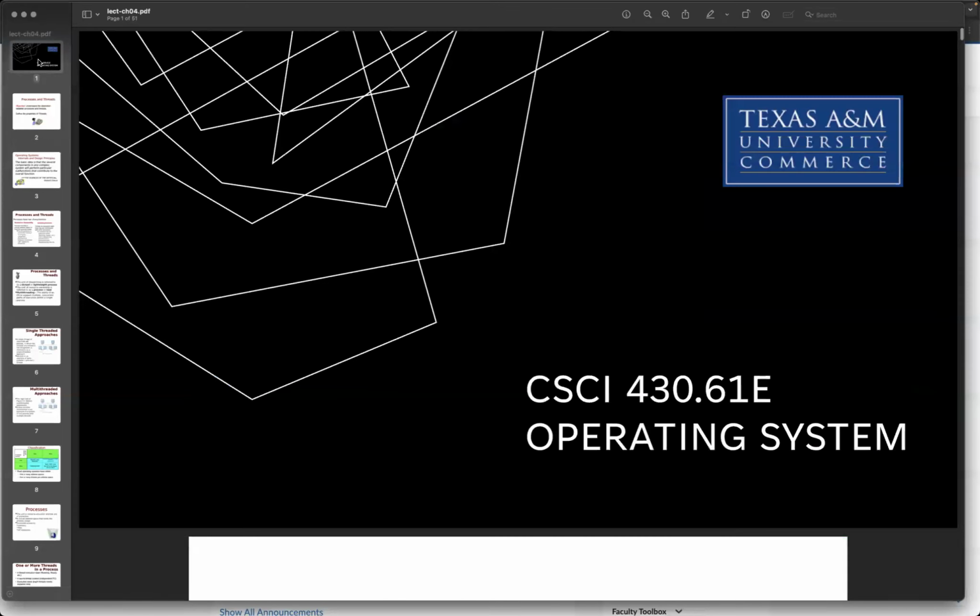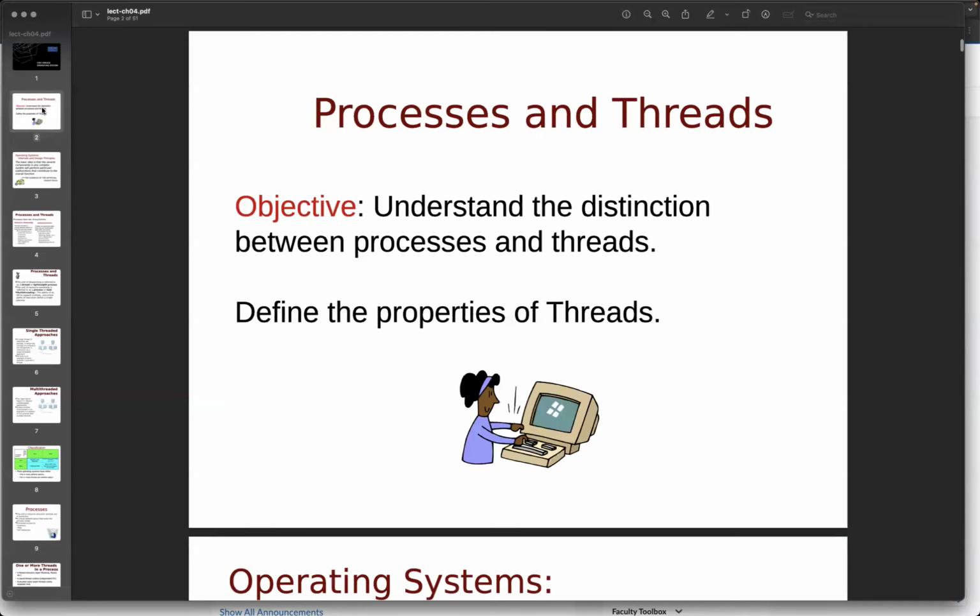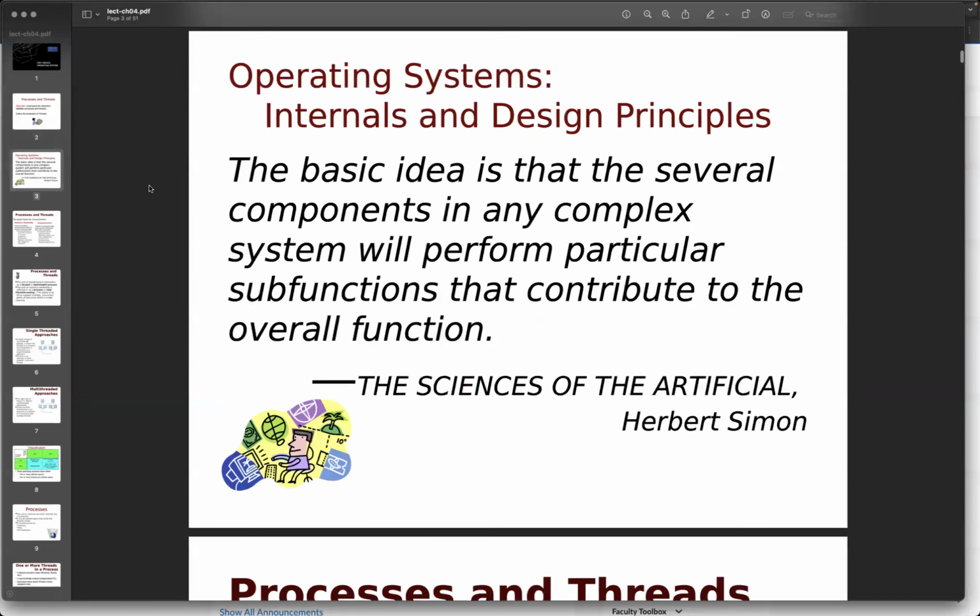For the operating system, we are going to keep talking about the processor, and also about threads. We need to know the distinction between processes and threads, and follow how to define their properties. The basic idea is that several components in any complex system perform particular subfunctions that contribute to the overall function.